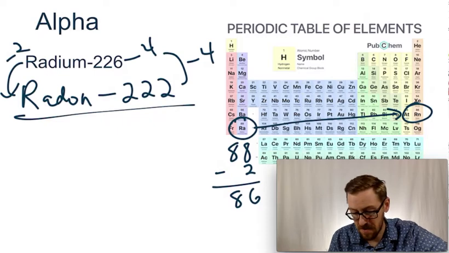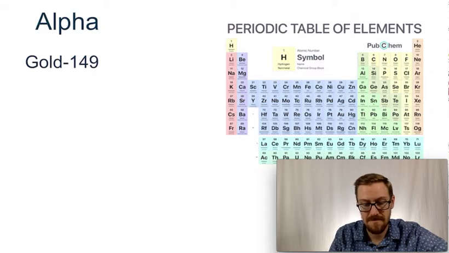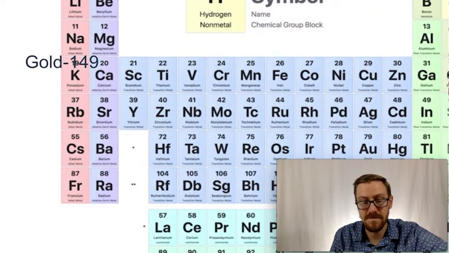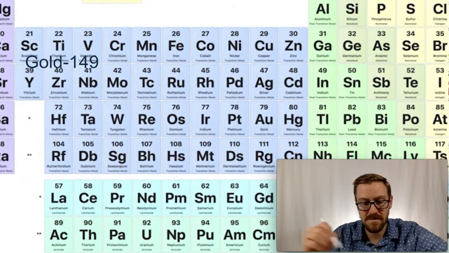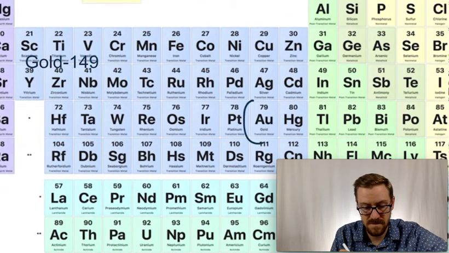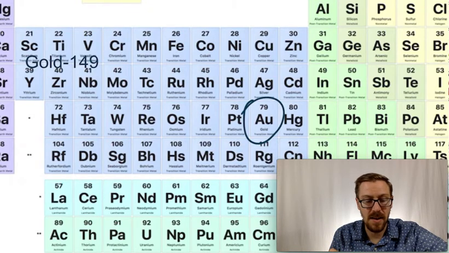Let's try another example. Gold 149. You try this one. Pause the video. Gold's right here. What isotope would you have left if gold 149 underwent alpha decay? Pause.